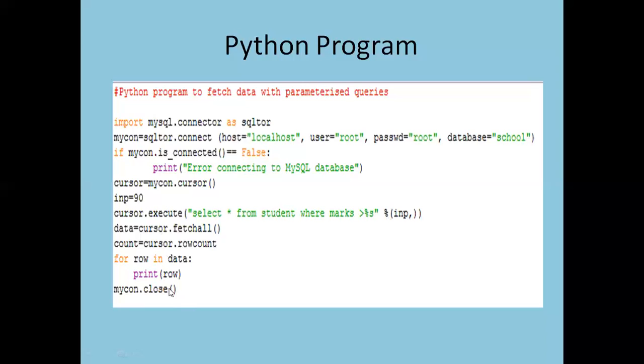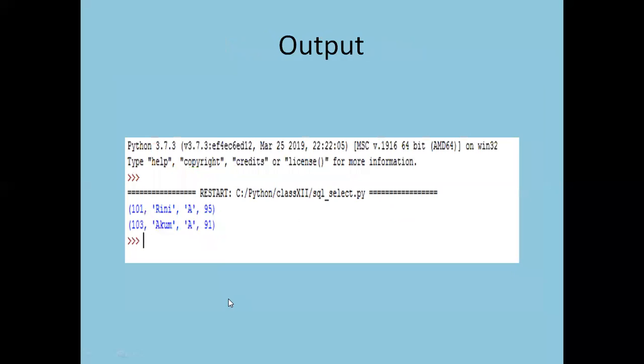So if you write this program following the same, after saving in your IDLE, this will be the output that you'll be seeing. I'm referring to the same table student which I've already used in the previous class as well. There will be two students who score more than 90: roll number 101, Rini, and 103, Akam. Both of them secured more than 90 marks. So this is the output which you'll be getting.